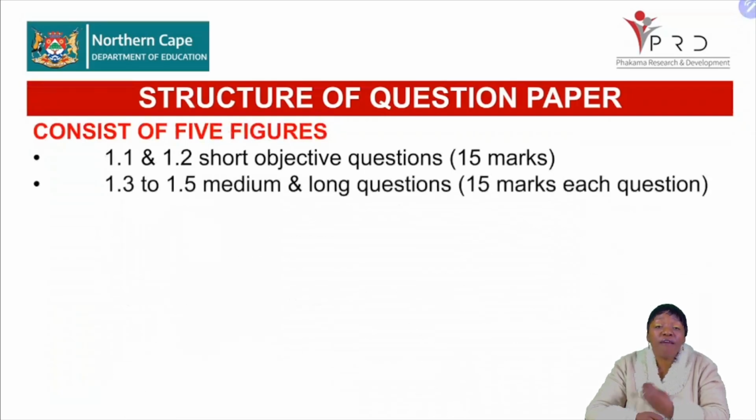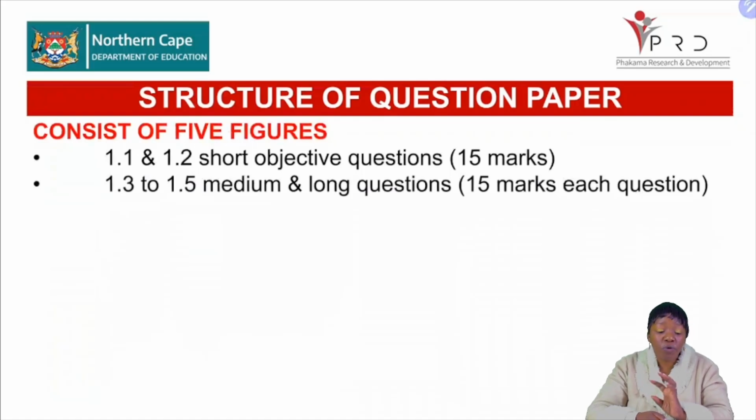So next, you will have your figure 1.3 to 1.5, whereby you should expect your medium as well as your long questions. When we're talking about the long questions, we're talking about your 3 times 2 questions as well as your paragraph question, which is your 4 times 2. Remember, this applies in question 1 as well as question 2. So the same thing applies in question 2.